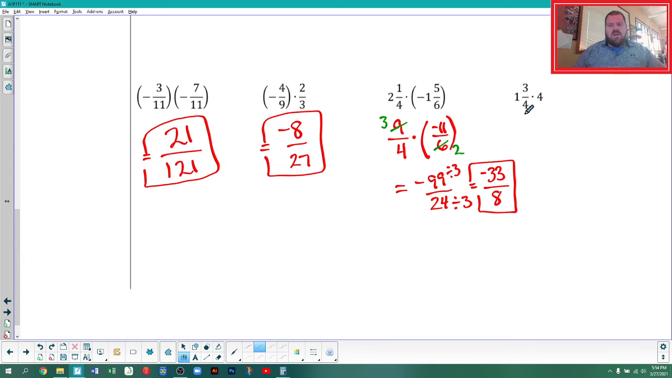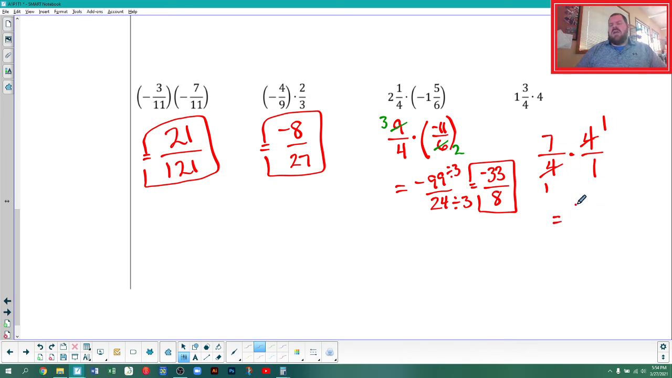So heads up, it's probably going to happen in this problem. Turn this one into an improper fraction. 4 times 1 is 4, plus 3 is 7 fourths times 4 over 1. Hey, look, I said beware. That's coming. Those are both multiples of 4. So when I divide 4 by 4, I get 1. 4 by 4, I get 1. Now this problem became super easy.